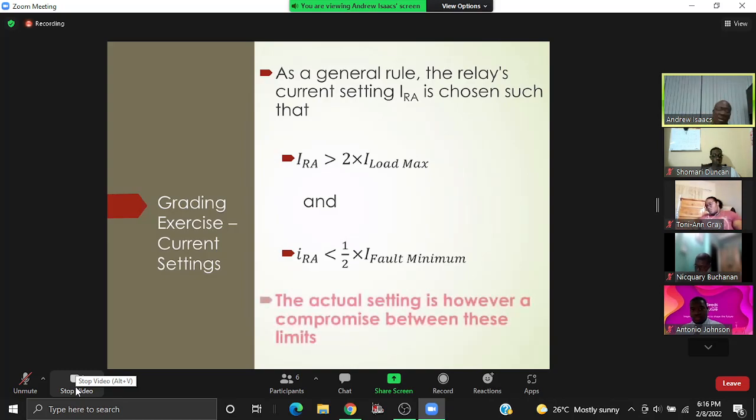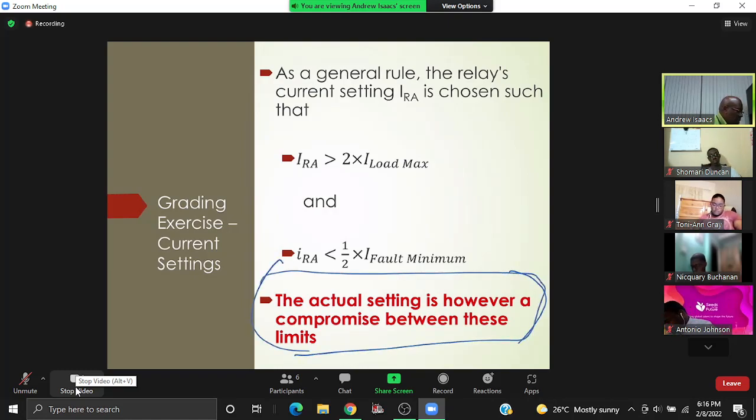Now, the issue is, and I have put it in red, because what you will actually select is going to be a compromise between the two, as you will see. So although I give it as the rule, what you want to ensure is that the load current will not result in the relay operating.